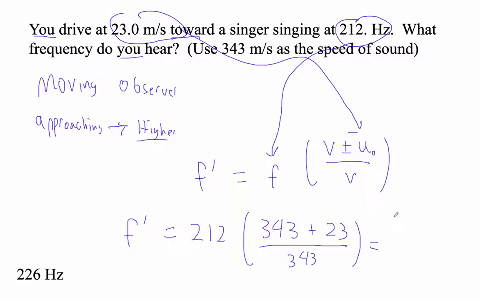Okay, let's try this. 212 times (343 plus 23) divided by 343. 226.2 hertz.